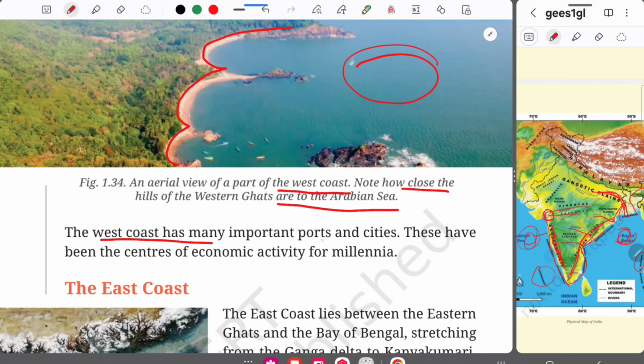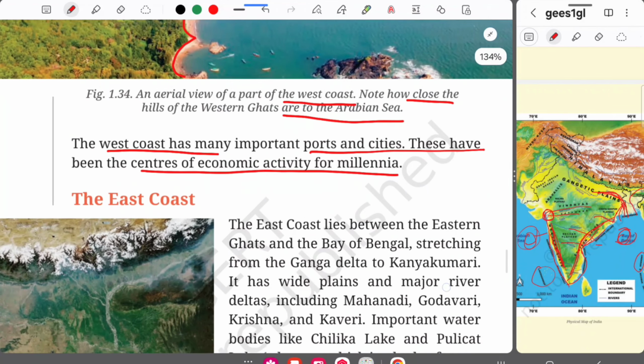Next, the west coast has many important ports and cities. These have been the centers of economic activities for millennia. This west coast has many important ports and cities, from where trading and other things used to take place. So these have been important centers for economic activity. Trading purpose means economic, isn't it? It is directly dealt with the economy. This is a very important center for economic activities for millennia, meaning for so many years. So that was about the west coast.